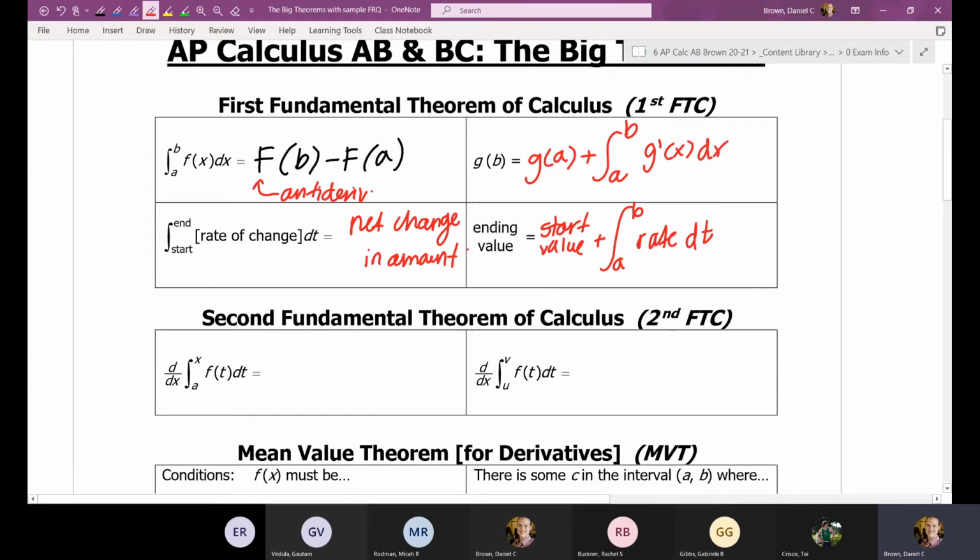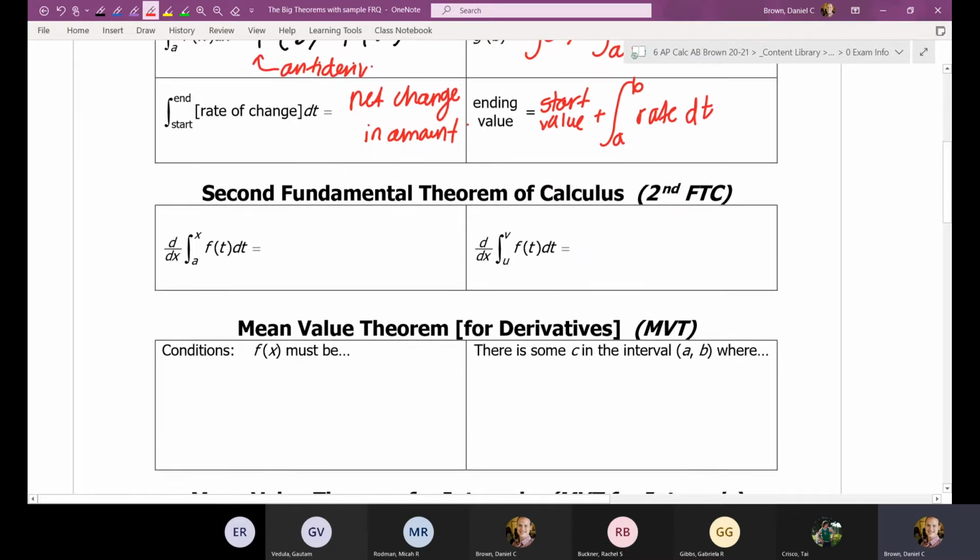The second FTC informs us how we're taking the derivative of an integral. The derivative of an integral, they cancel each other out, but we know that we always have the common case and the general case. The common case is when you have just a number on the bottom, and then just x up top, and it states, hey, the derivative cancels out the integral, so just replace the t with the x. That's the easy one.